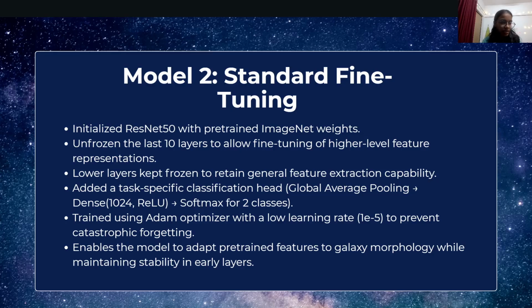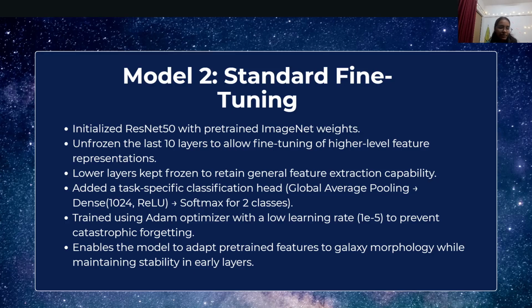These deepest layers are responsible for detecting more complex high-level features, things like texture, contours, and shapes that are spatially relevant for differentiating between spiral and elliptical galaxies. The lower layers remain frozen since they capture general visual patterns such as edges or color gradients that are universally useful across most image domains. This helps us retain the strong base representation from ImageNet while adapting only the top layers to our specific task.